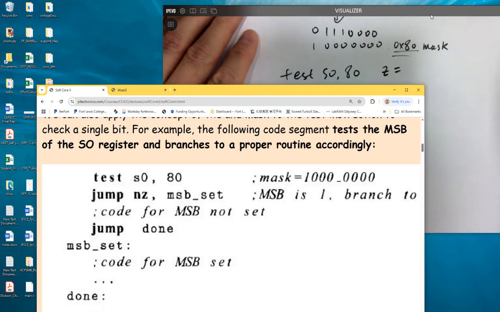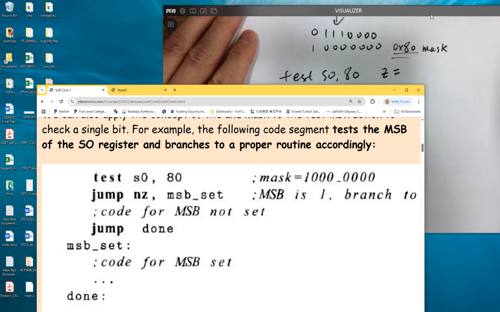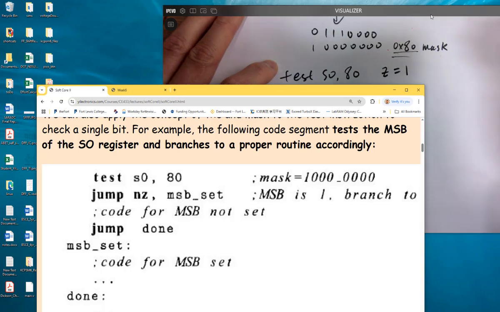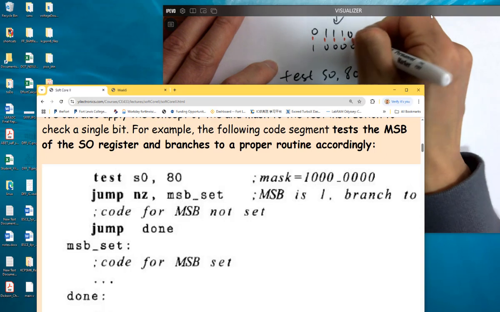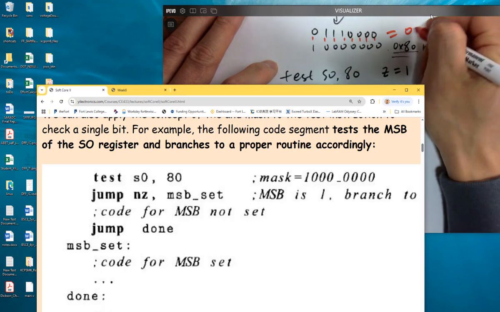Z would be, wait, S0 is, if F0 is 0, then it would be 0. Otherwise it would be 1. So Z is 1, right? So Z is on. Why is Z on? Because the result of the bitwise AND logic for all these bits eventually gives you 0.